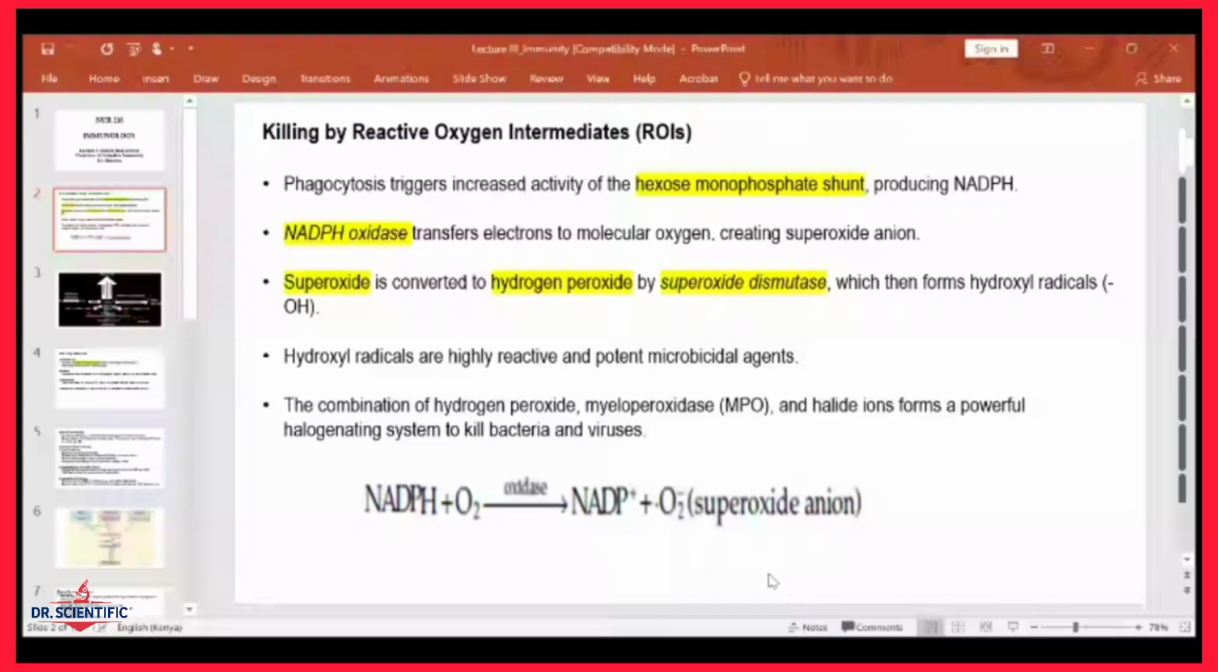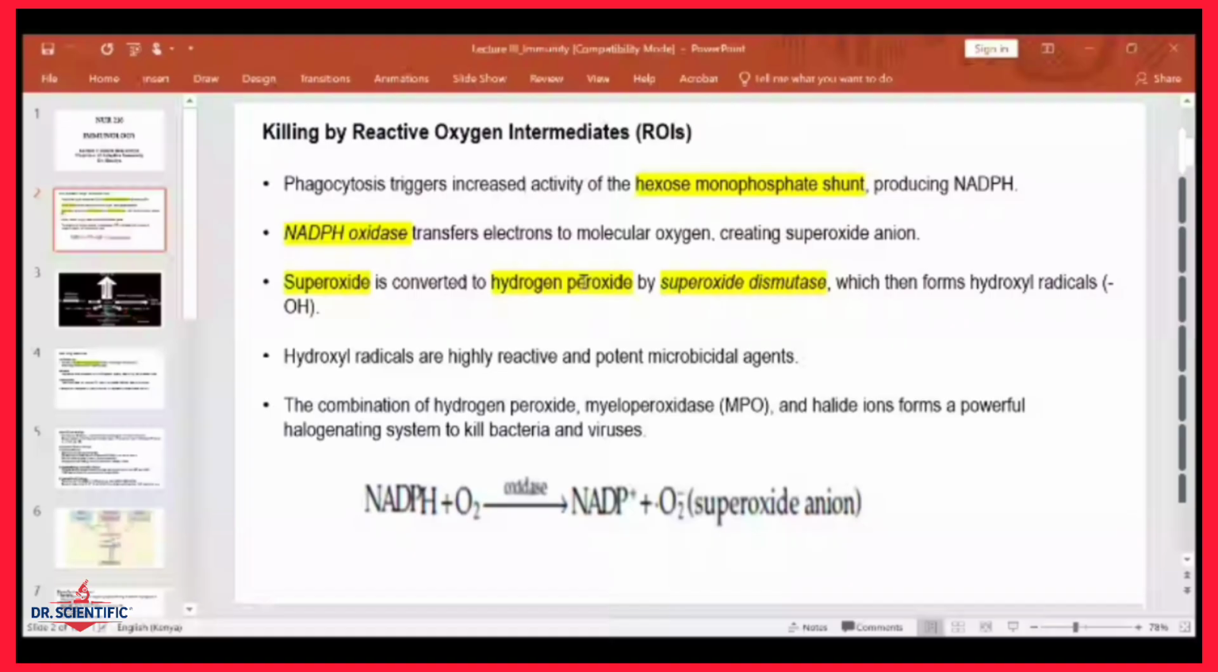Part of the innate immune system involves killing by using what we call reactive oxygen intermediates. Of course, we saw in the previous class the mechanisms that innate immunity utilizes: phagocytosis, inflammation in general, and cytotoxicity. Even as phagocytosis is happening, some of the things released in the phagosomes would be reactive oxygen intermediates, and they are going to ensure that death happens for the invading agents.